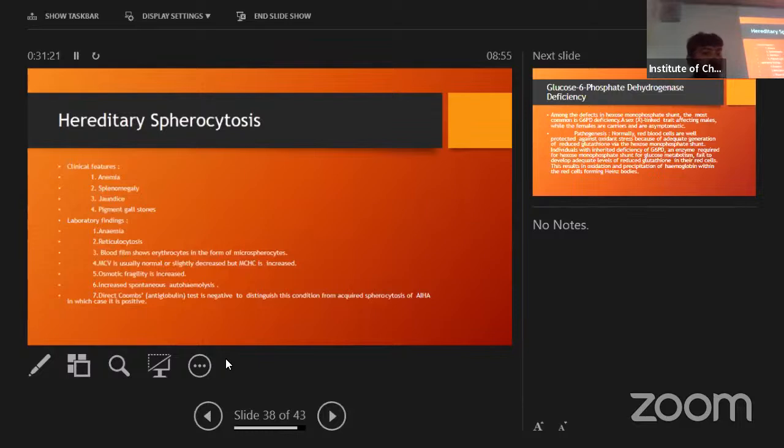Now the clinical features are anemia, splenomegaly, jaundice, and pigment gallstones, specifically due to overproduction of bile pigments. In laboratory findings, there is anemia, reticulocytosis, and the blood film shows erythrocytes in the form of microspherocytes. Osmotic fragility is increased, with increased spontaneous autohemolysis, and the direct Coombs test is negative. This distinguishes this form from the spherocytes in autoimmune hemolytic anemia, where the Coombs test is positive.